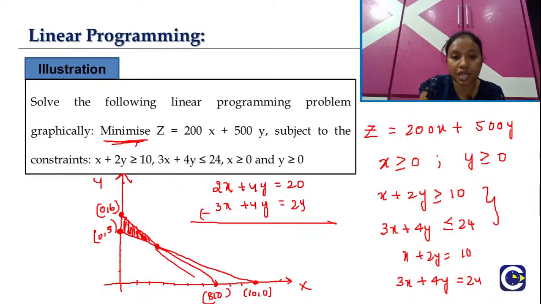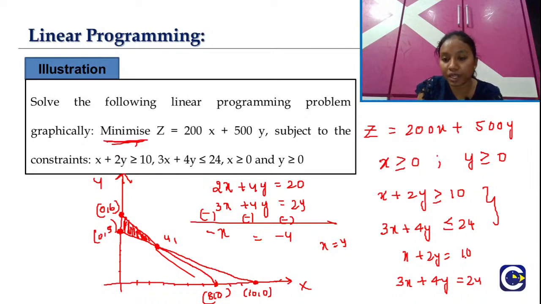So let's just subtract. 2x minus 3x is minus x, and 20 minus 24 is minus 4. That means x will be 4 here. So if x is 4, what about y? It will be 3. So the other corner point or vertex is 4, 3. Now we have found the feasible region as well as the vertices, that is the corner points. The corner points are 0, 5, 0, 6 as well as 4, 3.